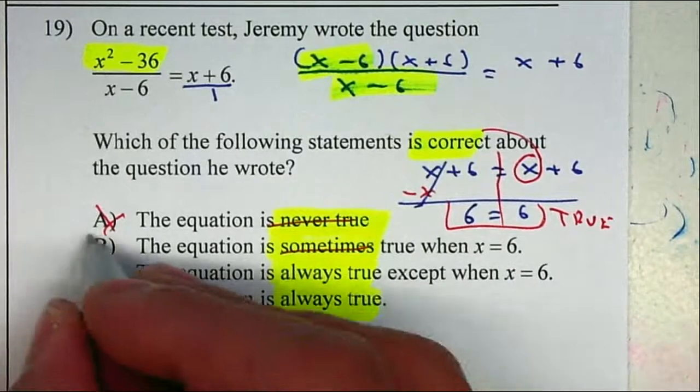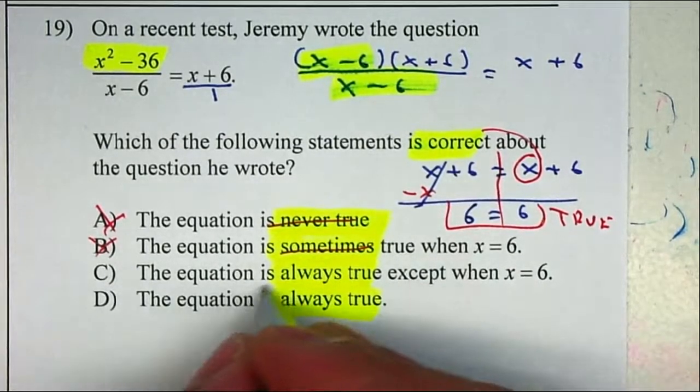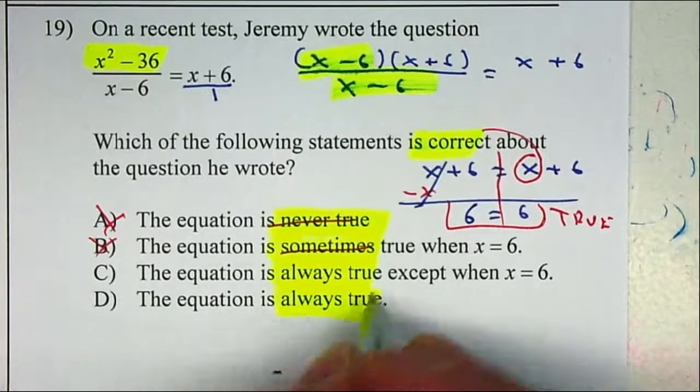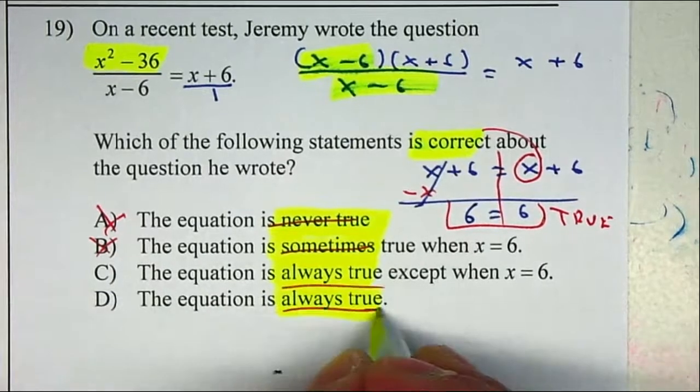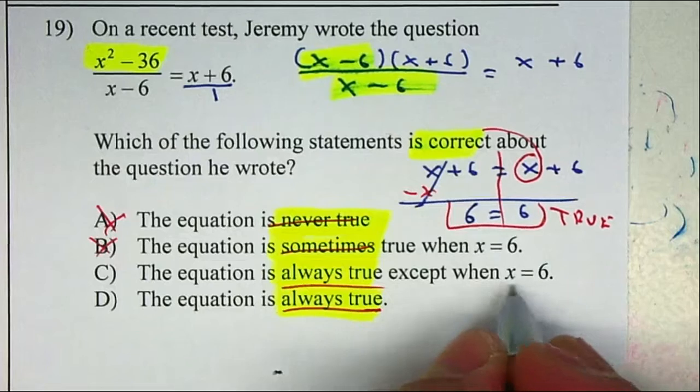Sometimes true, usually never the case in math. Well, it can be, I guess. And letter C or D. Now, they both are always true, but letter C says except when x equal to 6. So what does that mean?